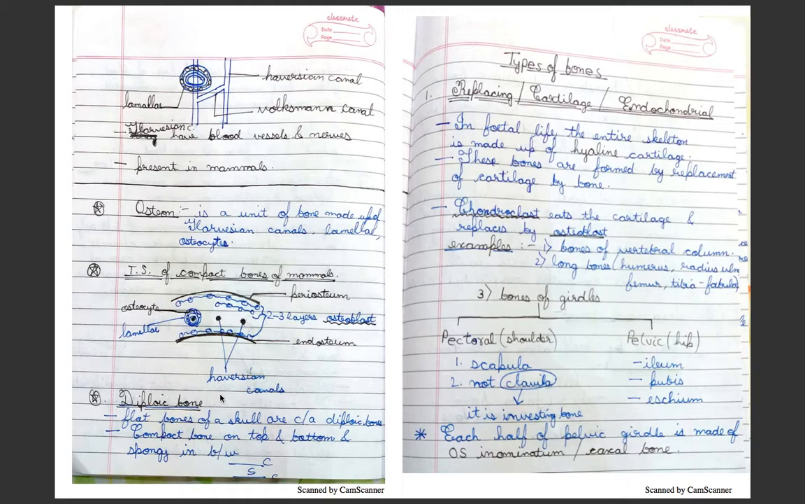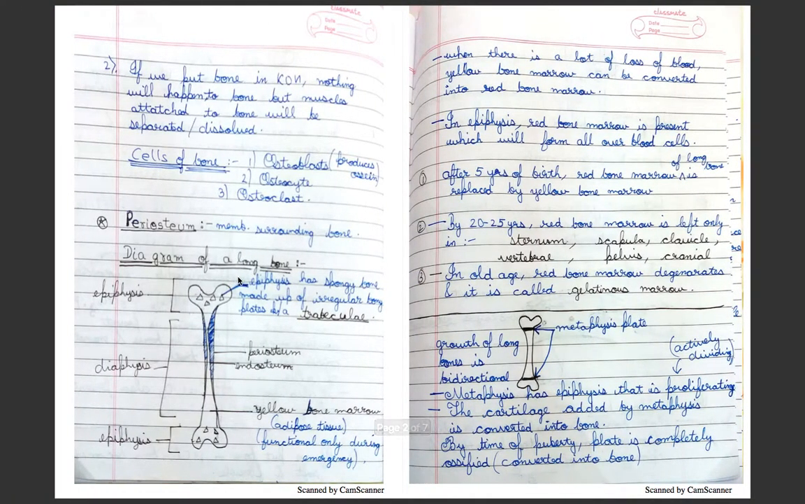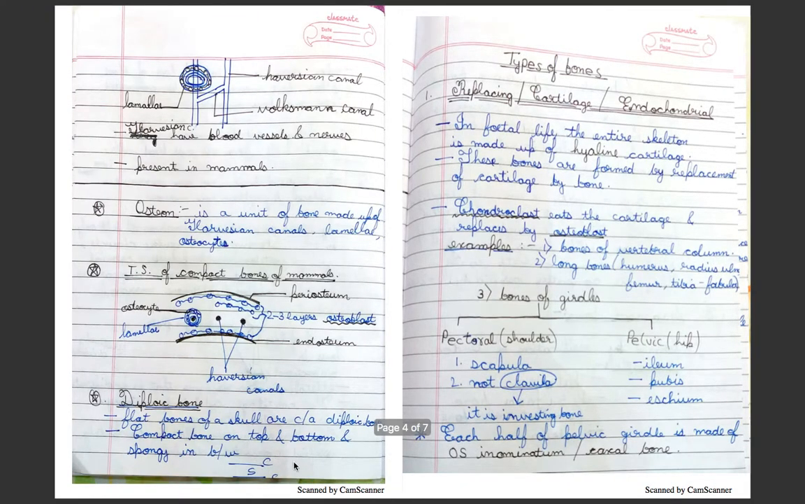Okay, diploic bone. It is a different type of bone, found in the flat bones of the skull. It has compact bone on top and bottom and spongy in between. Normally, on the top and bottom it has compact, and in between spongy. But here we see that on top and bottom we have spongy and in between compact. So it is just the opposite.